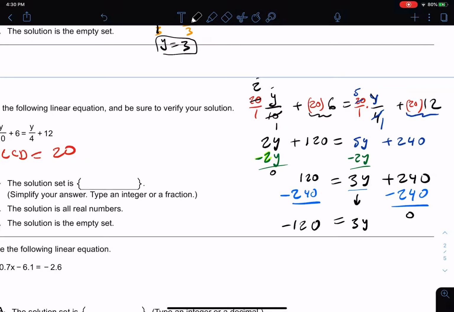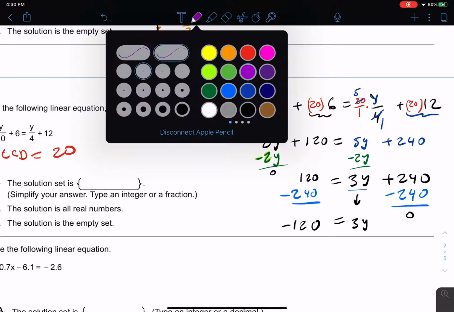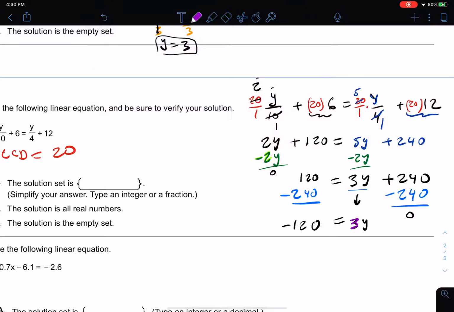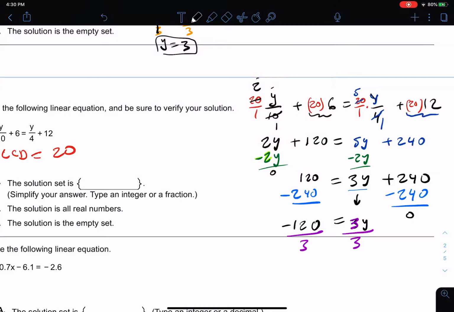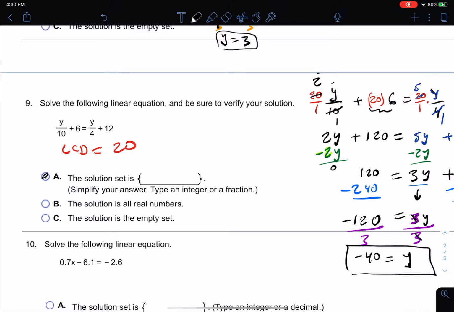Okay, so now we've got negative 120, and we need to solve for y, so I need to turn this 3 into a 1. I can easily do that by dividing by itself. I must do the same thing to the other side. So now negative 120 divided by 3 is negative 40, and 3 divided by 3 leaves me with my y. I've isolated my variable, so I've solved the problem. The answer to the problem is negative 40.